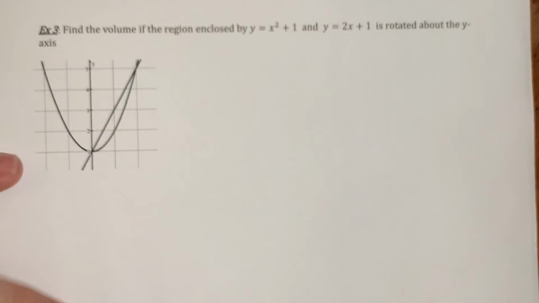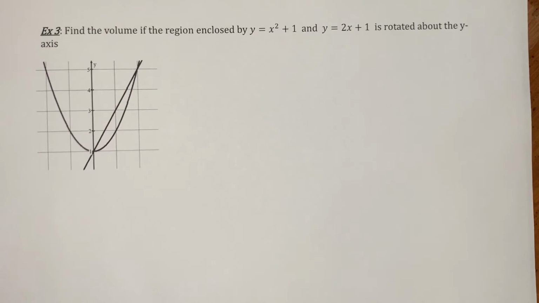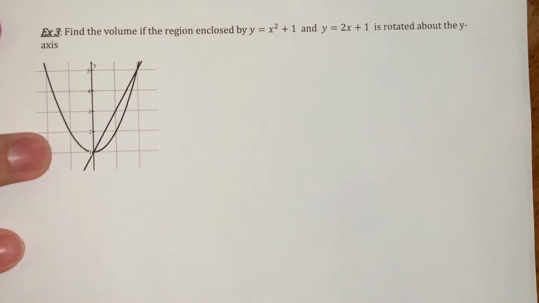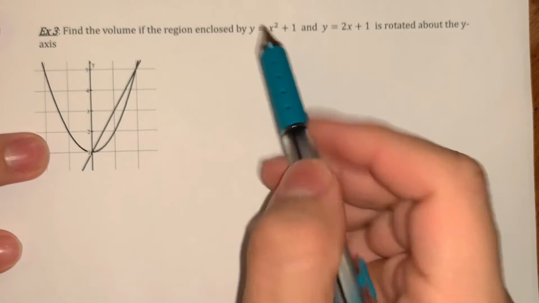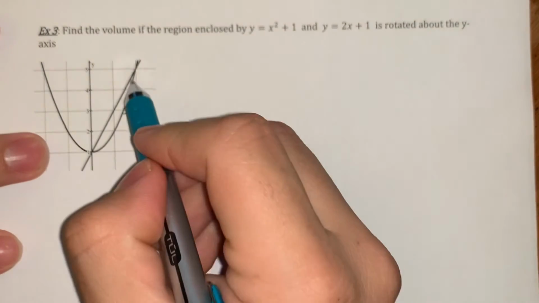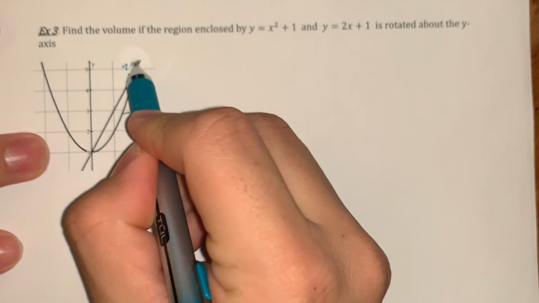So with these 2 examples, we're going to rotate it about a vertical line. All right, so with this one, it says find the volume of the region enclosed by y equals x squared, so this is the x squared, and y equals 2x plus 1, sorry.